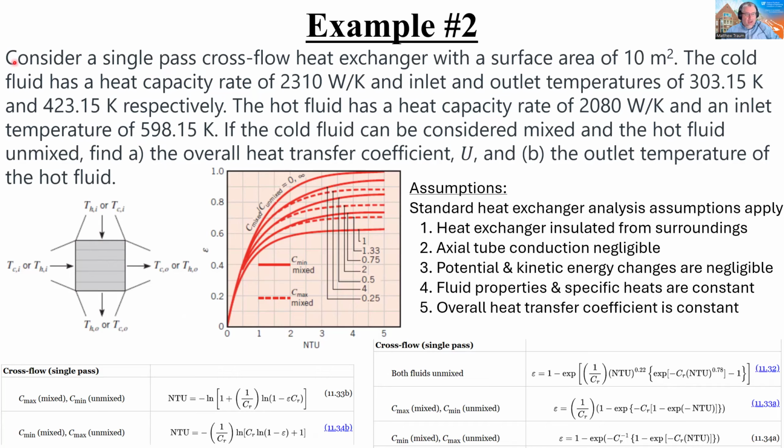Okay, so we're again going to consider a single pass cross flow heat exchanger with a surface area of 10 square meters. Cold fluid has a heat capacity rate of 2,310 watts per Kelvin and inlet and outlet temperatures of 303 Kelvin and 423 Kelvin, respectively. Hot fluid has a heat capacity rate of 2080 watts per Kelvin and an inlet temperature of 598 Kelvin.